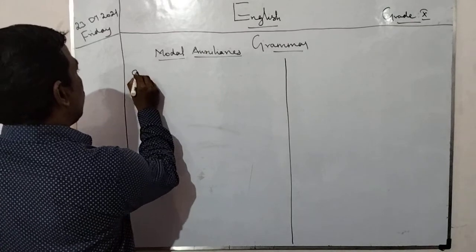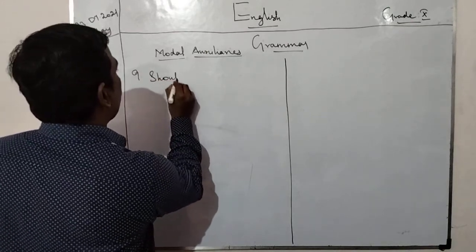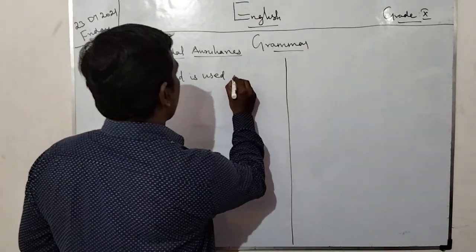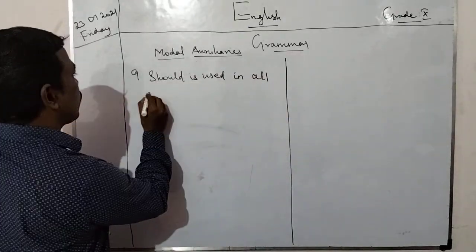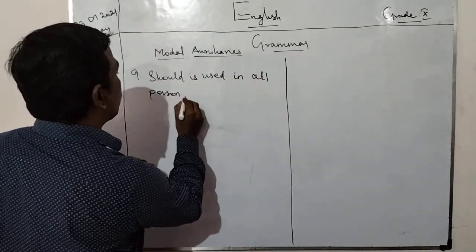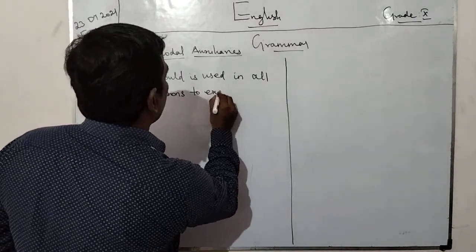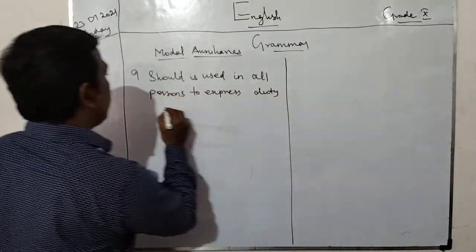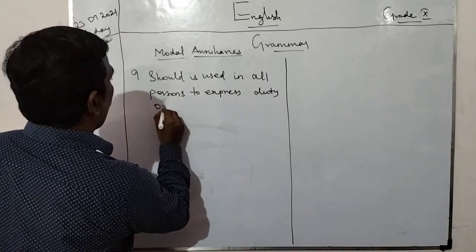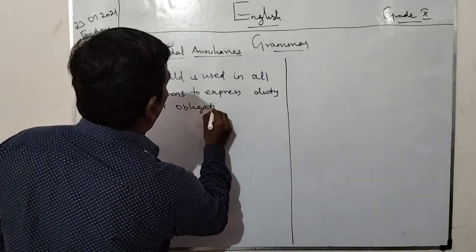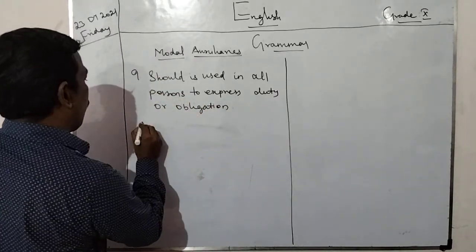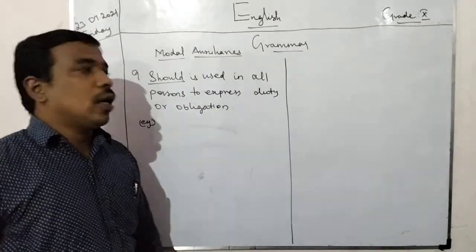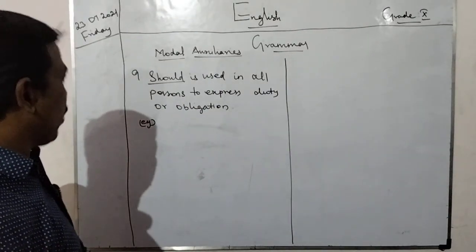I think the ninth rule. Should is used in all persons to express duty or obligation. For example, should is used in all persons to express duty or obligation.